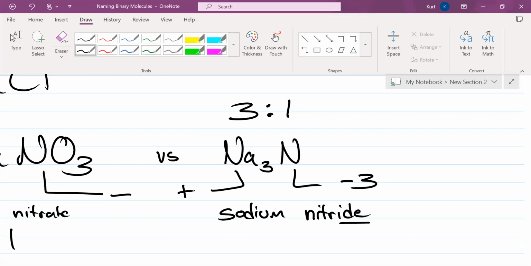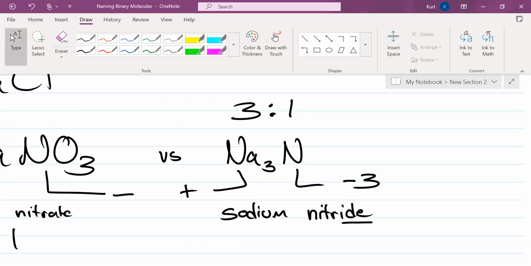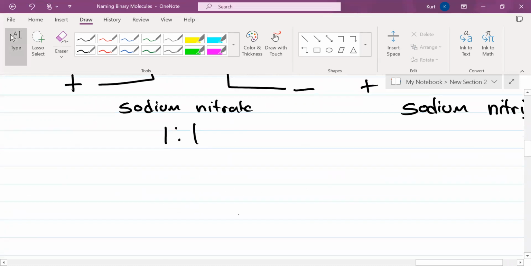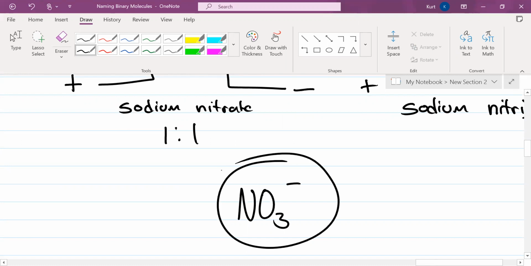Kevin? Why isn't nitrate a molecule versus two non-metals? Well, this goes back to a few weeks ago. This is a polyatomic ion. They all behave together as one. It is NO3 with a negative 1 charge. This is all one unit. Together, they form a compound, but with a charge on it. And so it's called a polyatomic ion.